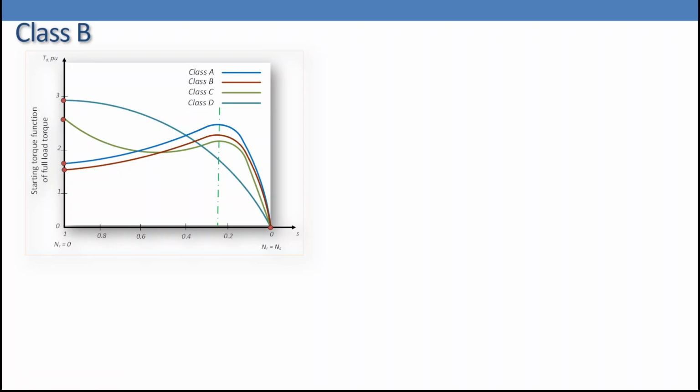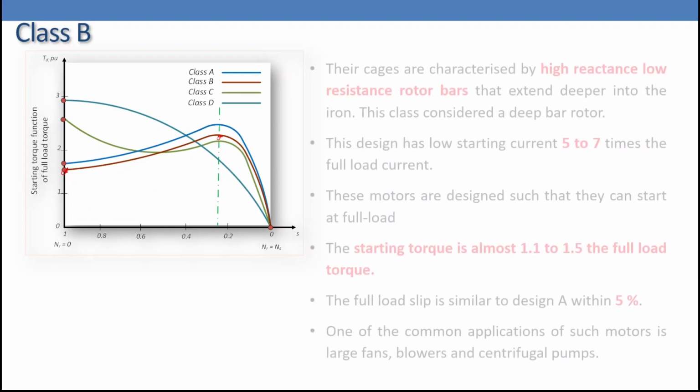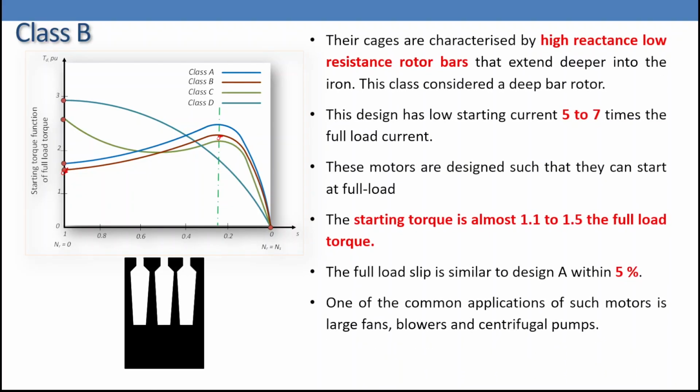Class B. Class B, as shown in the figure in the red curve, is identical to Class A, except that the starting torque and maximum torque are a bit lower. So what is the difference between Class B and Class A? Their cages are characterized by high reactance, low resistance rotor bars that extend deeper into the iron, and they call it a deep bar rotor, as we can see here.